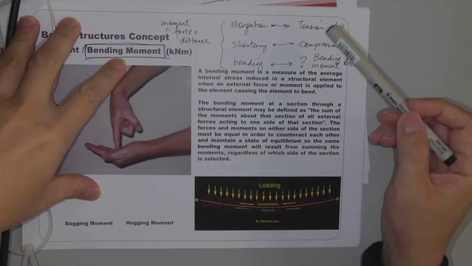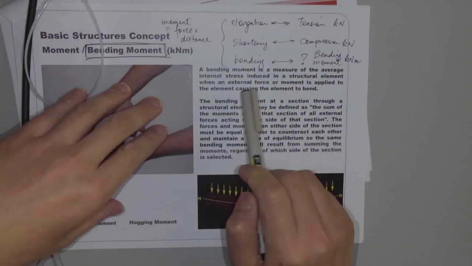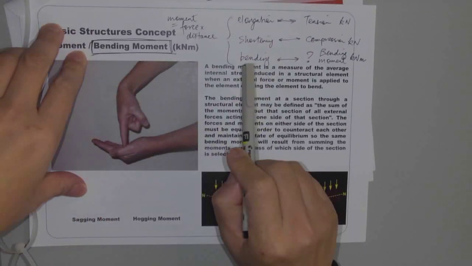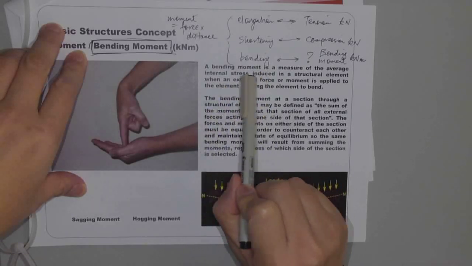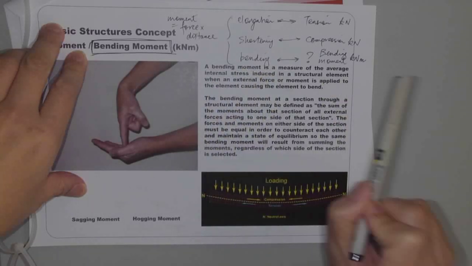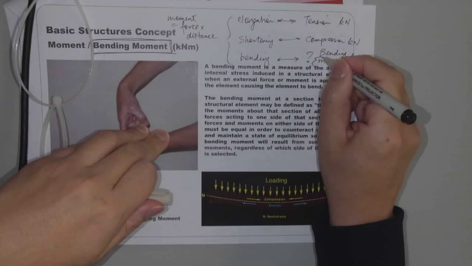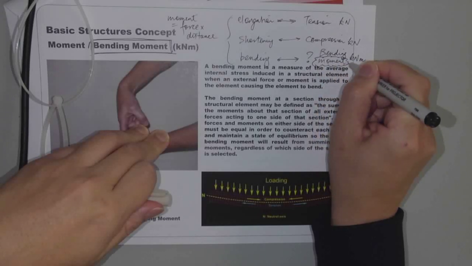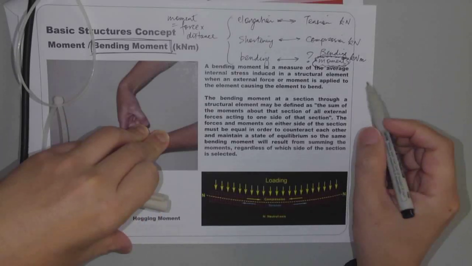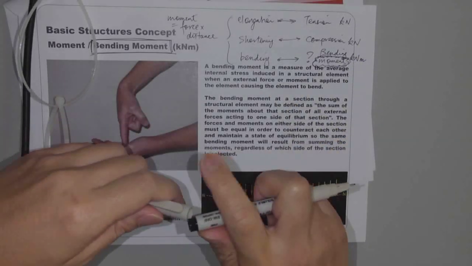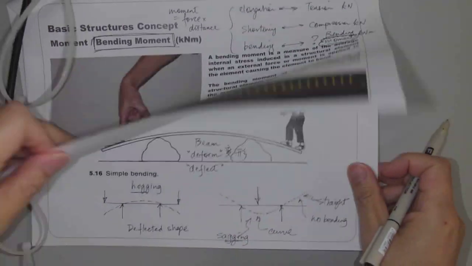So we said elongation corresponds to tension, shortening corresponds to compressive force, and then what about bending? What causes bending? The focus last week is that bending is due to something called bending moment. So it's actually due to a moment, not a force. That is something you need to bear in mind. Bending is not due to force, it's due to a moment. And that moment, we call it bending moment. That is the concept we covered last week.